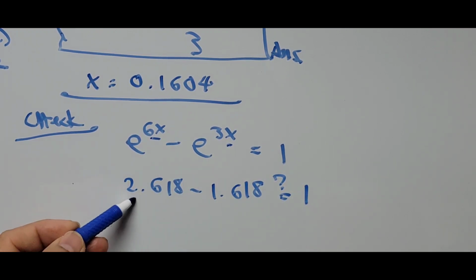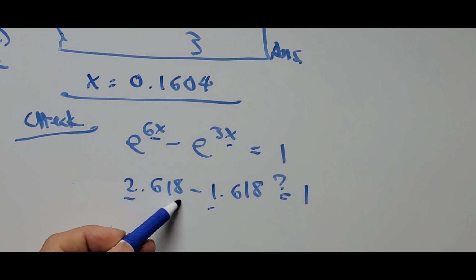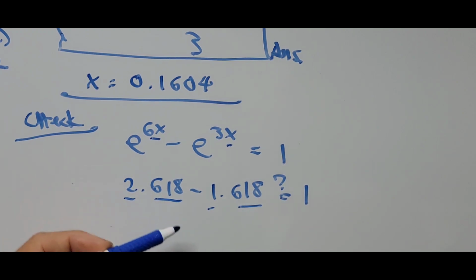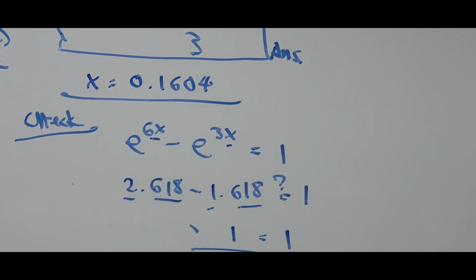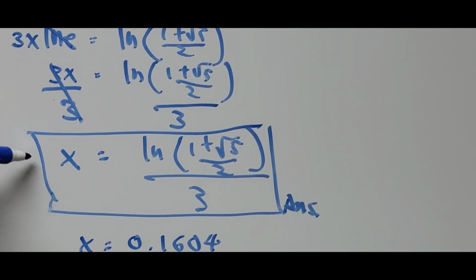If you notice, this is 2, this is 1, and they have the same decimal digits right there. So this means 2 minus 1 is 1. So 1 is equal to 1. This just confirms our answer. So x is equal to 0.1604, or the exact value, that is this.